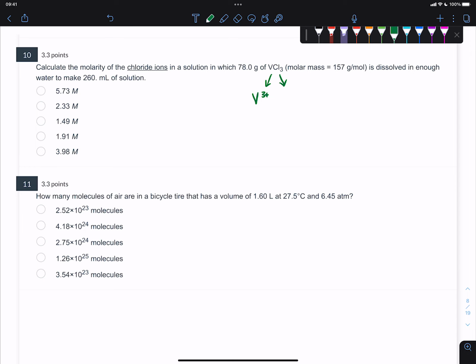So actually, I probably should write that as a dissociation equation. So let's say you have VCl3, and it dissociates into vanadium 3 plus and 3 chloride ions. So the molarity of the chloride ion should be 3 times more than what you would typically get from here. So let's do the math for it.